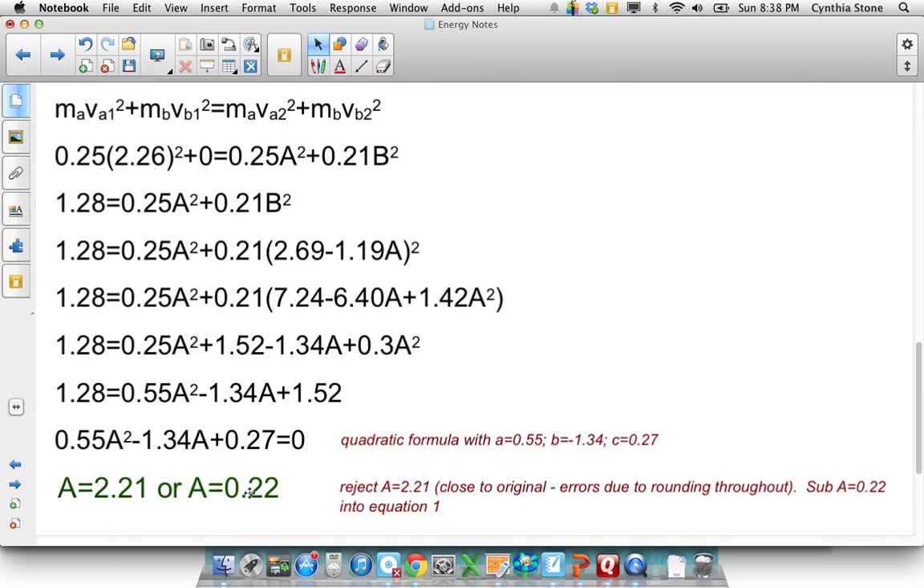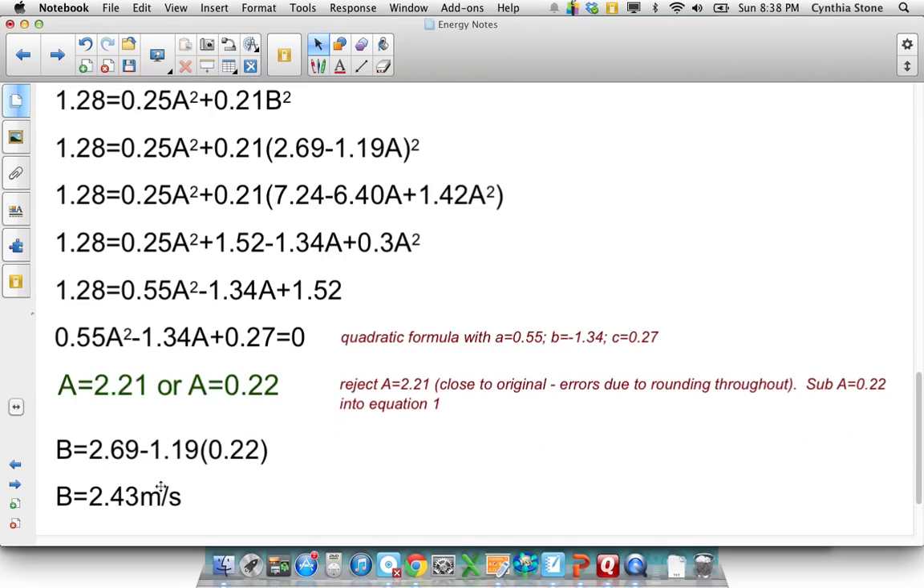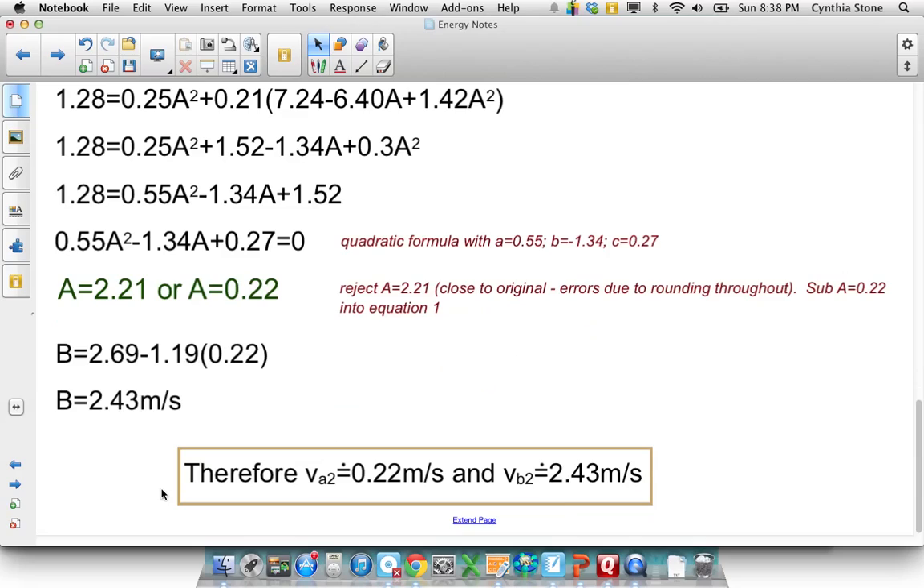What that tells me, though, is this is the solution I want, right? I want A equals 0.22. So I'm going to sub that into equation 1 to find B, and that's the answer I'm looking for, right? I only really wanted this one. That was the question.